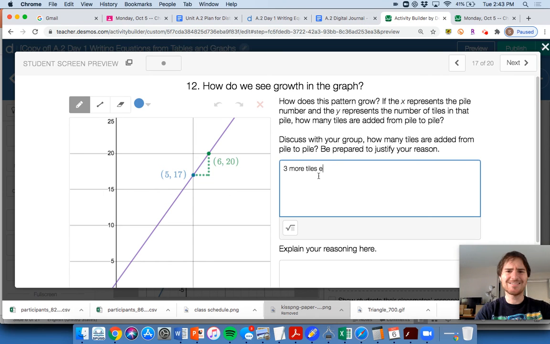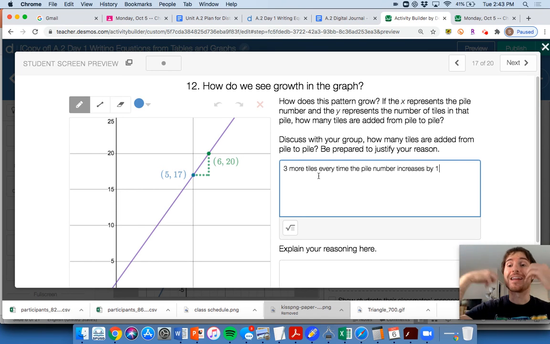So we get 3 more tiles every time, or from pile to pile, let's put each next pile, I guess. Okay, and well, every time, let's go to this. Every time the pile number increases by 1. I think that's a very specific answer. So we don't just go from pile to pile. It's like we're talking about from one pile to the very next pile, right?